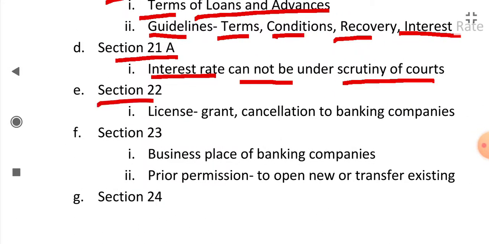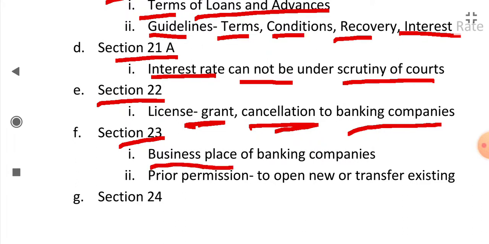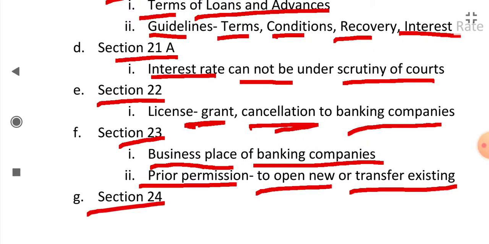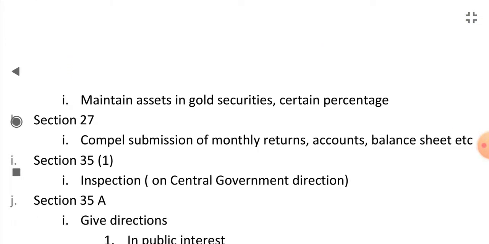Under section 22, it is the power of RBI to grant licenses and to cancel licenses of the banking companies. Under section 23, it is written that banking companies have to get prior permission of RBI to open new branches or transfer existing branches. Under section 24, RBI may ask banks to maintain a certain percentage of their assets in gold securities.